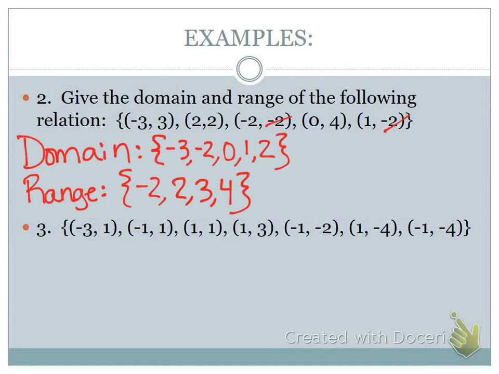All right, on number 3, we're doing the same thing. Domain is the x values. Who can tell me what should go first for my domain on number 3? Do we have -4 as an x? No, -3 is the smallest x. Then what? -1, then 1. Are there any others? Nope, that's it. All the other ones are just repeats.